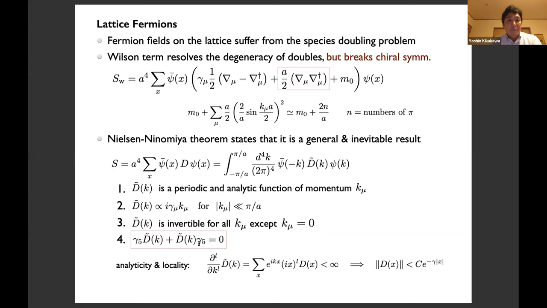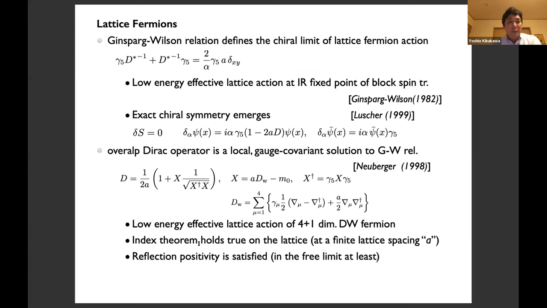This problem can be solved if we consider the so-called Ginsparg-Wilson relation. The Ginsparg-Wilson relation is a relation on a lattice Dirac operator given by this expression. Here I wrote this relation in terms of the inverse Dirac operator, and it means that in the fermion propagator, chiral symmetry breaking is given by a local contact term. This relation was originally obtained by Ginsparg and Wilson in the low energy effective lattice action at the infrared fixed point of a block spin transformation.